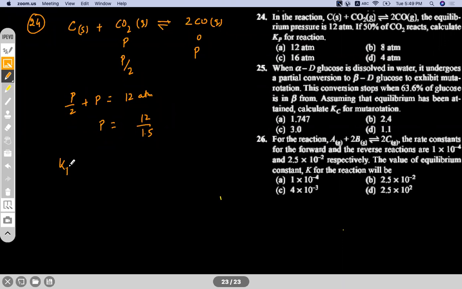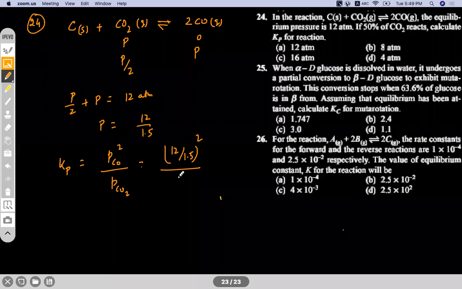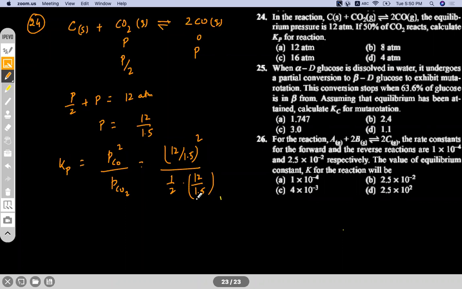KP is equal to pressure of CO square by pressure of CO2. Pressure of CO is P, that is 12 by 1.5 square. CO2 is P by 2, which is 1 by 2 into 12 by 1.5. 16 atmospheric I am getting. Just you need to solve this.